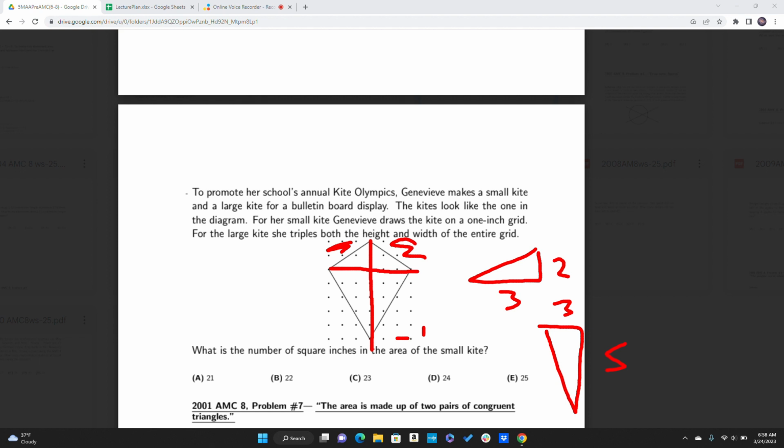So that top triangle has area 2 times 3 divided by 2. That's 3. And our bottom one has area 3 times 5 divided by 2. That's 15 over 2. And remember, the left side has the same area as the right side. So we need to multiply them both by 2. So we've got 6 for the top 2 triangles, and 15 for the bottom 2 triangles, which is a total area of 21.